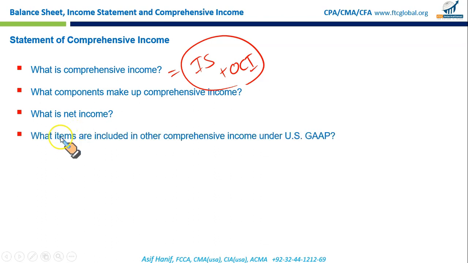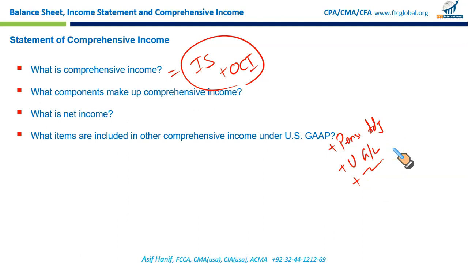Then we have what items are included in other comprehensive income under the US GAAP. Okay, we will discuss this point further in detail, but just a quick overview. It includes certain pension related adjustments. We'll discuss this in the coming slides. Then it has some unrealized gains and losses on investments, available for sale debt securities, that we'll discuss again, and foreign currency items, adjustments for translation gain and loss. We'll discuss it as well, right? And then there are other elements.